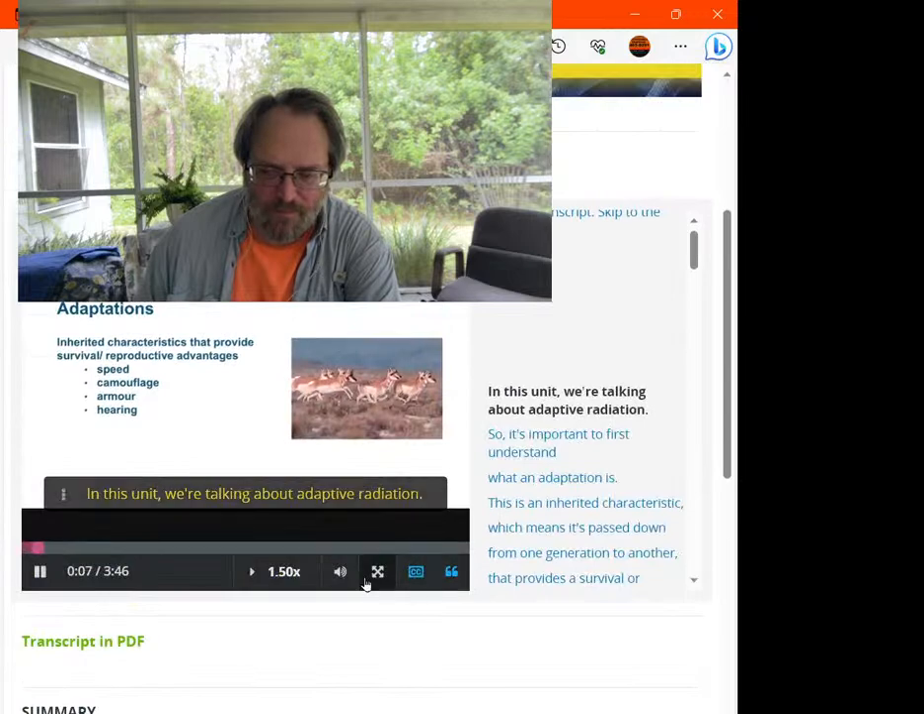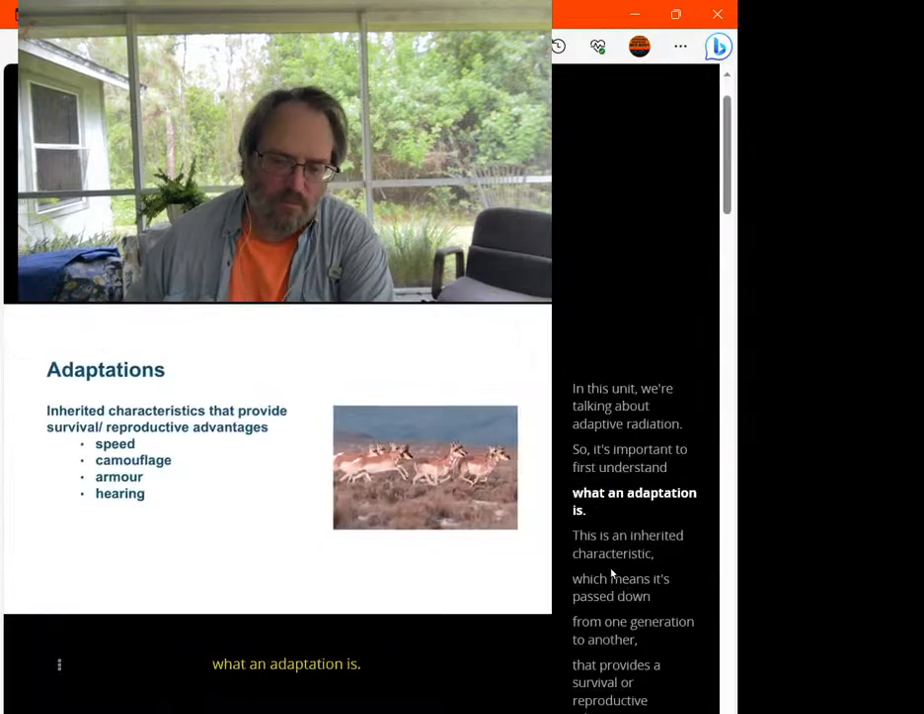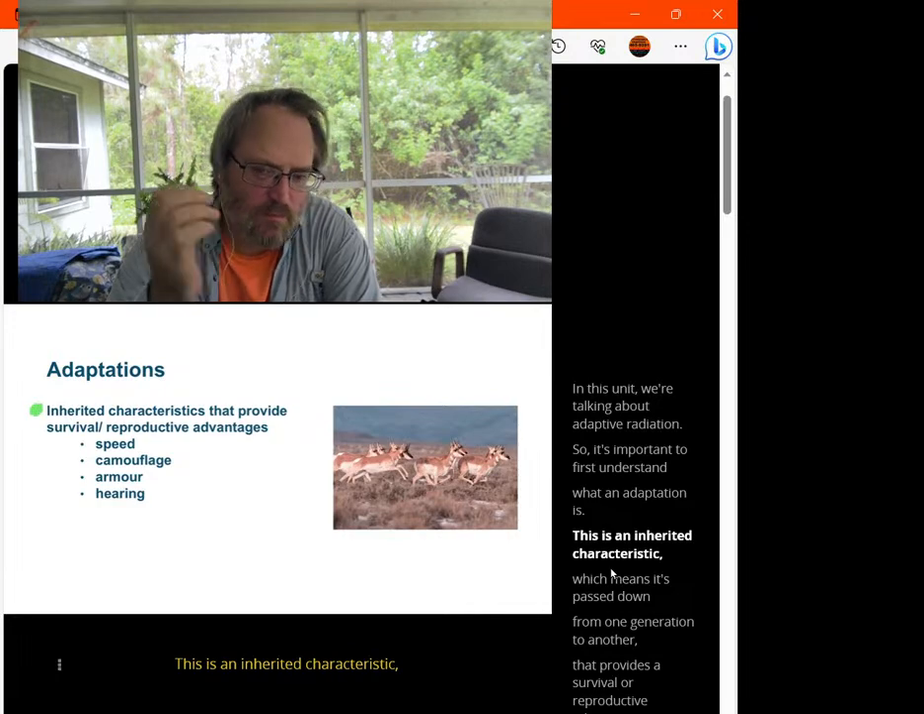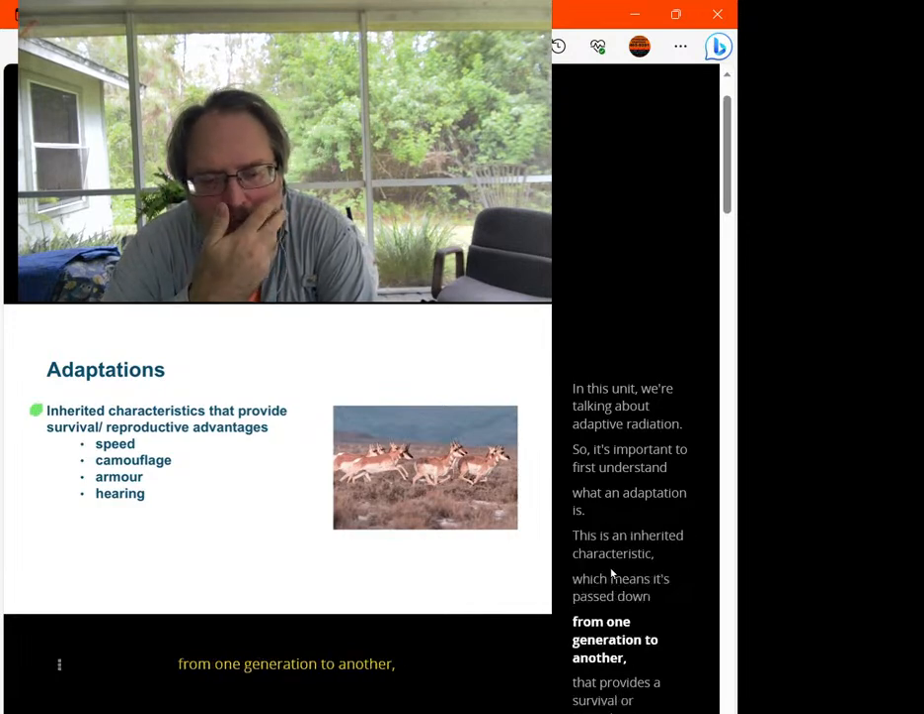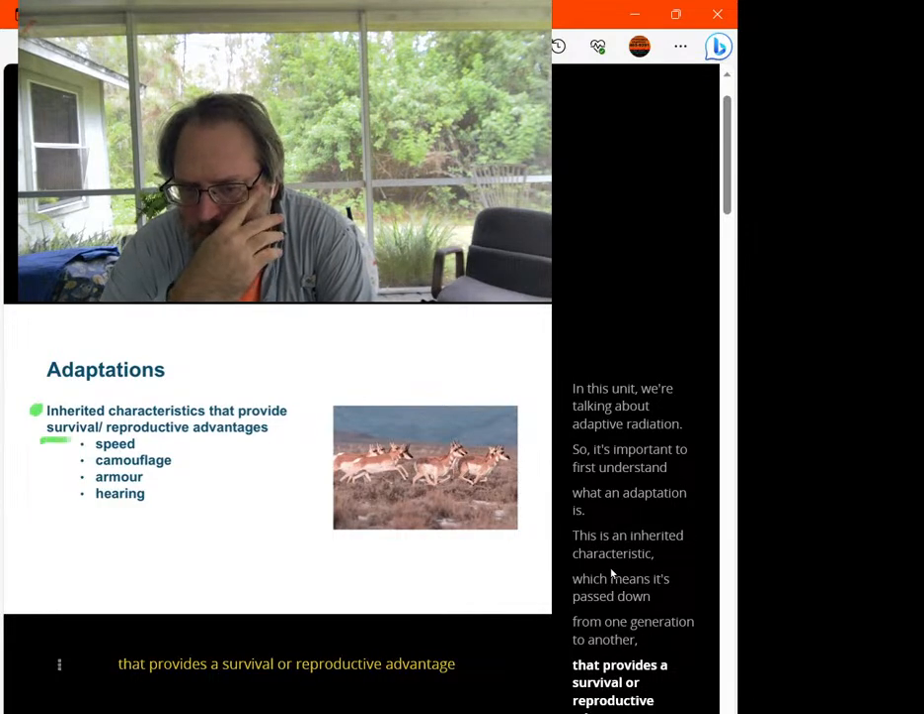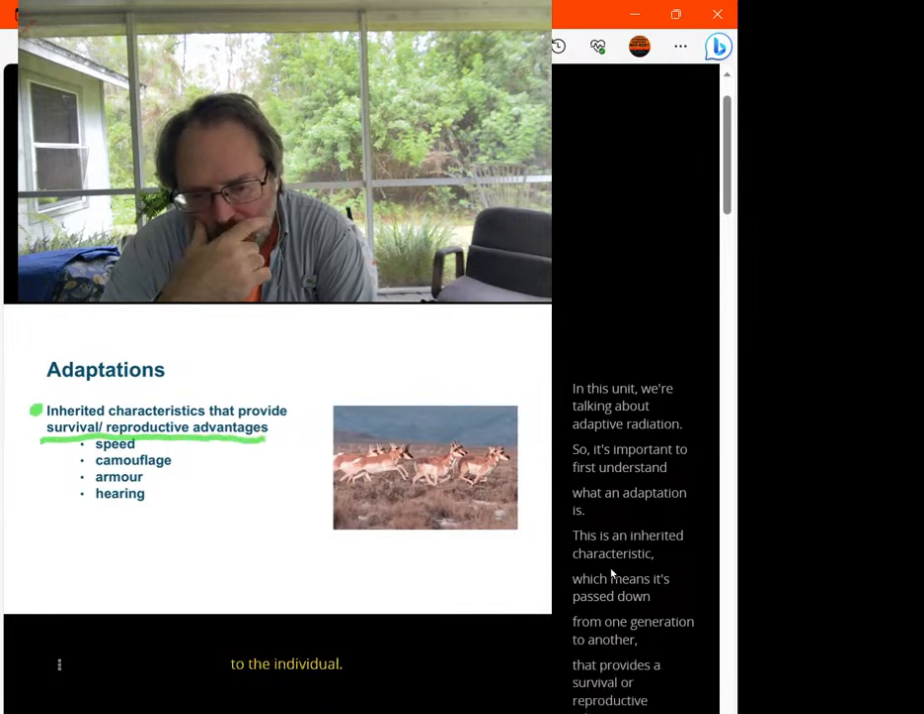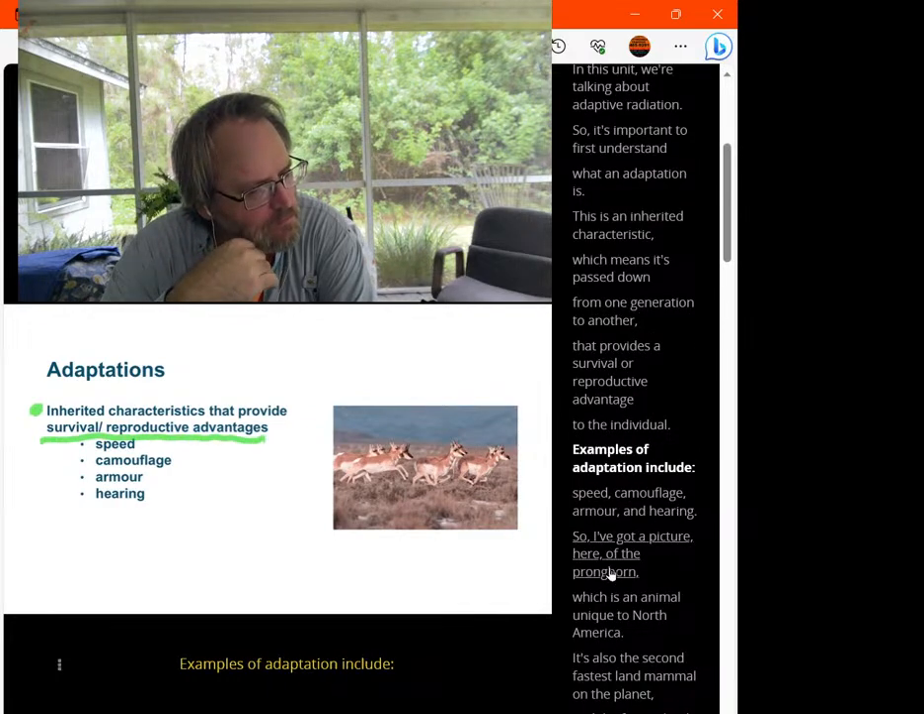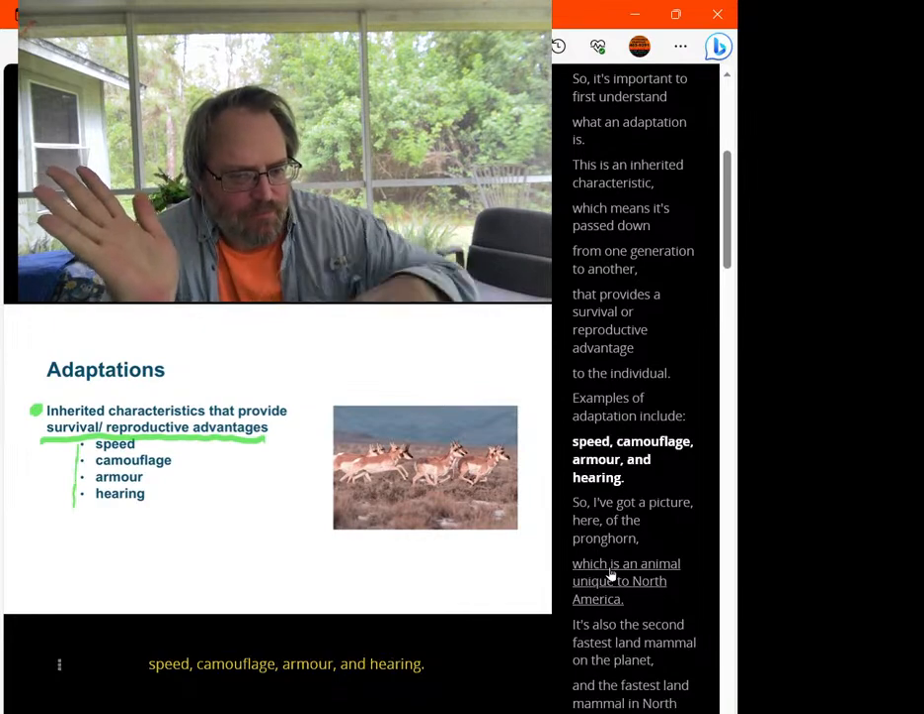In this unit, we're talking about adaptive radiation. So it's important to first understand what an adaptation is. This is an inherited characteristic, which means it's passed down from one generation to another, that provides a survival or reproductive advantage to the individual. So examples of adaptations include speed, camouflage, armor, and hearing.